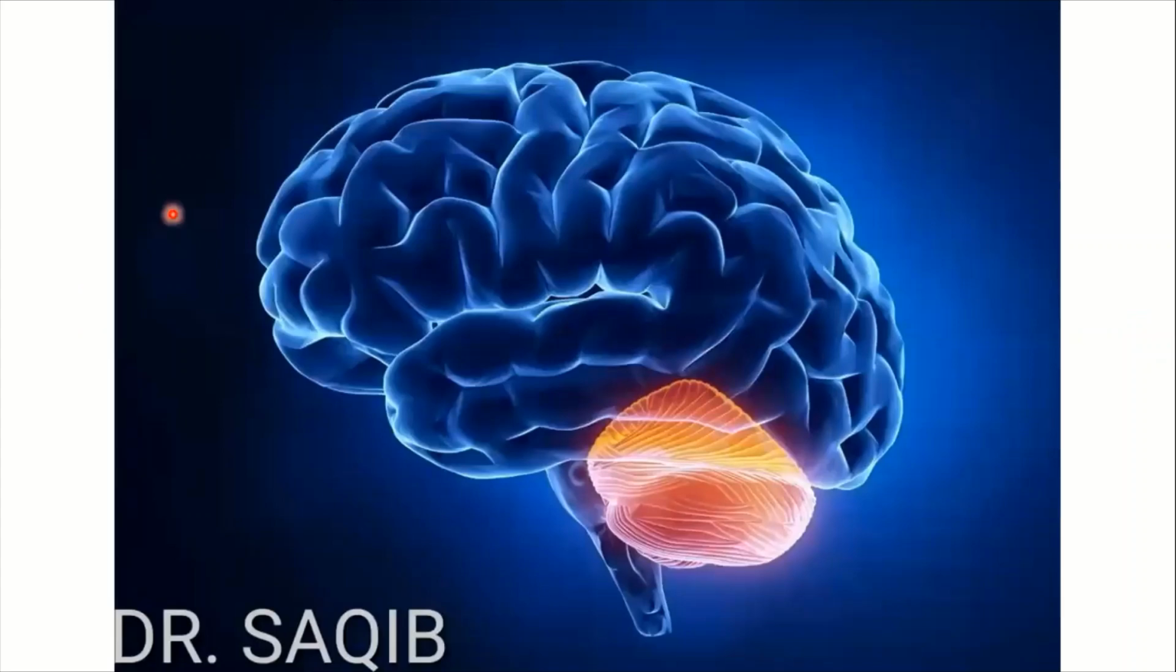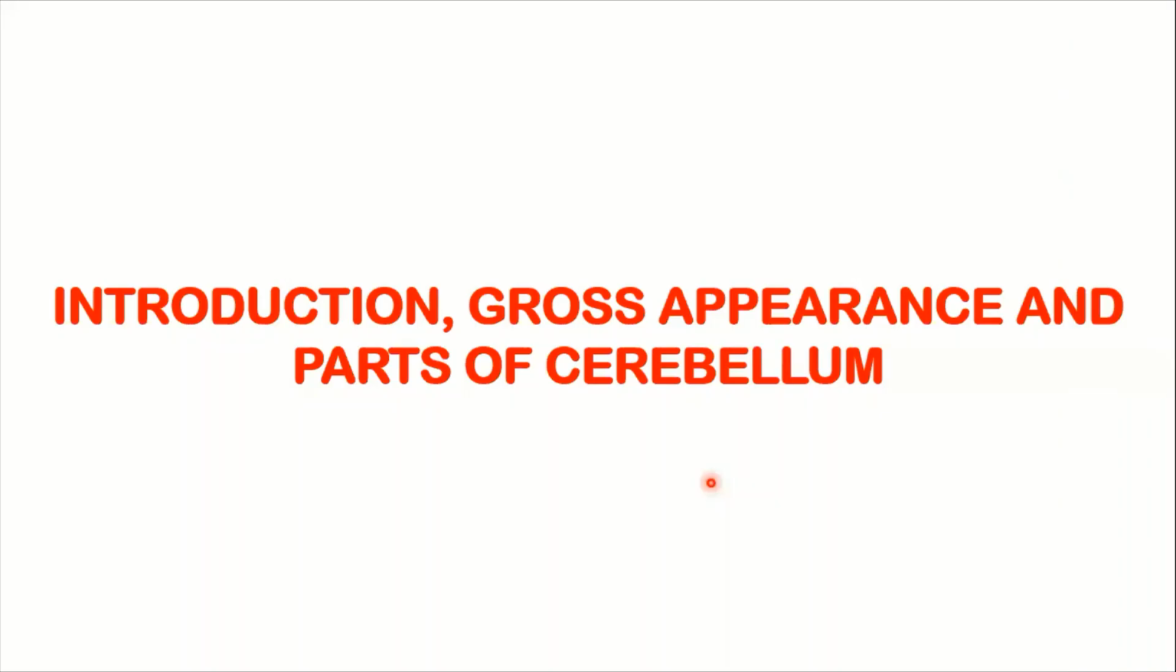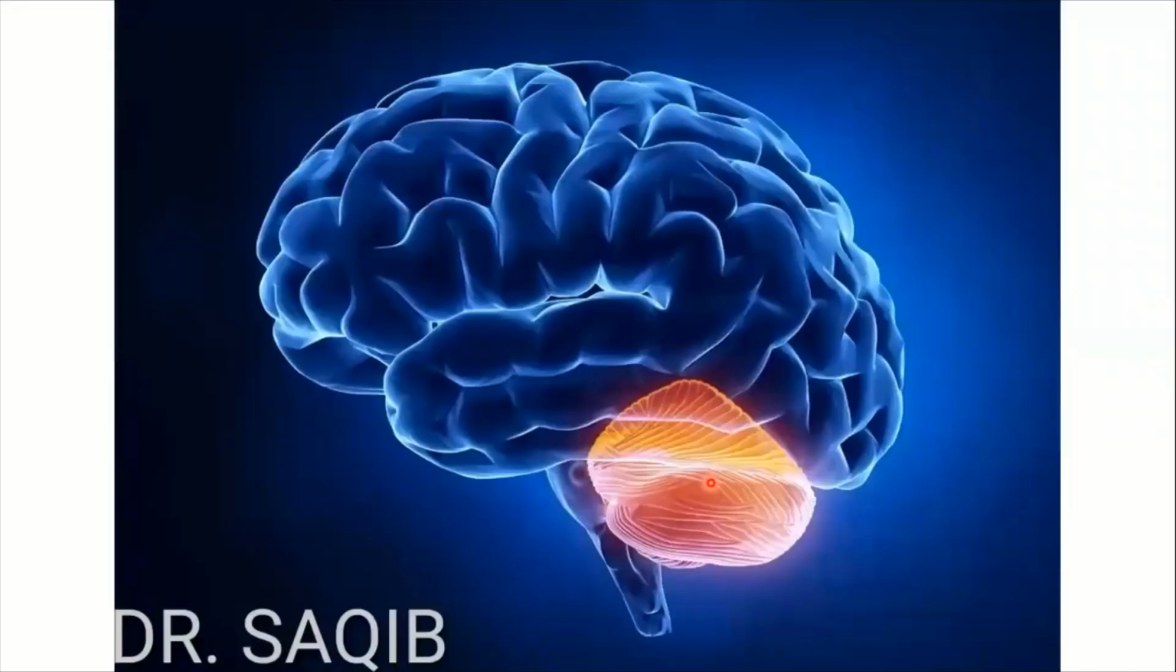So, first of all, this is a brief introduction. This is the cerebellum, and this is its location. This is the occipital lobe of the cerebral cortex, and this is the temporal lobe. So it is lying between these, and in front of the medulla oblongata. This is the medulla and this is the pons. These are the parts of the brain stem, right? So this is the cerebellum, and today I will discuss with you its introduction, gross appearance and parts.